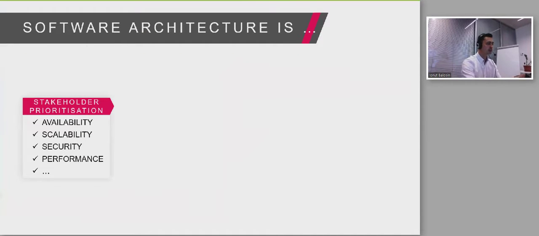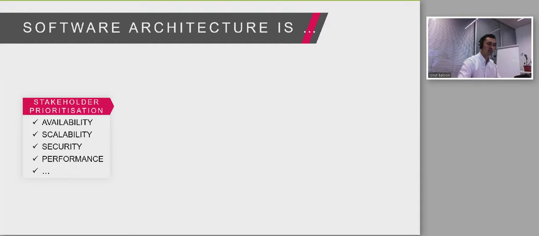In most cases, we need to listen to the stakeholders because the stakeholders can provide us the prioritization in regards to the first category of quality attributes. For example, listening to the stakeholders, we might prioritize across availability, scalability, security, performance, whatever makes sense for that product to satisfy the business needs.